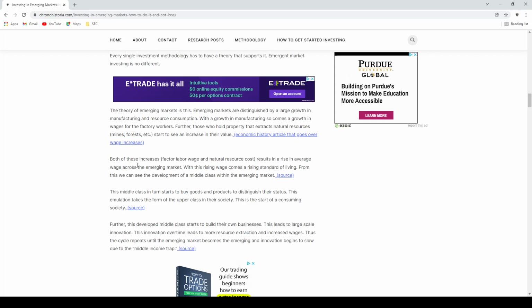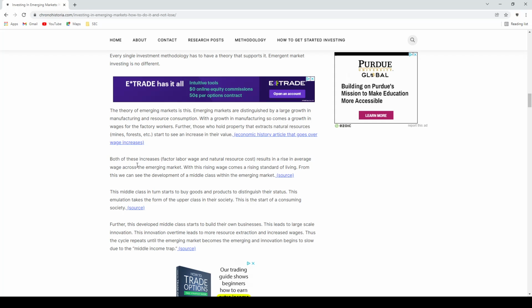Emerging markets are distinguished by a large growth in manufacturing and resource consumption. With a growth in manufacturing comes a growth in wages for factory workers. Further, those who hold property that extract the natural resources, so if you own the land that the mines are on, the forests, they see an increase in their total value. They build businesses to extract or refine these resources, or you get the idea. Both of these increases, factory labor wages and natural resource costs, result in a rise in the average wage across the emerging market, the development of the middle class I was talking about. With this rise of wage comes a rising standard of living. From this, we can see the development of a middle class within the emerging markets.